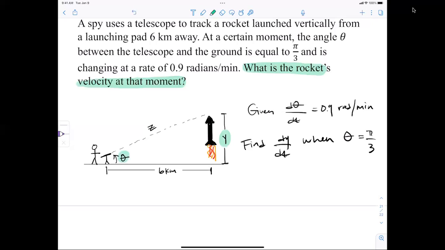And then we're given the distance between the telescope and the launching pad. So this is a right triangle, but an angle is involved. So we're not using the Pythagorean theorem here. We would get stuck if we tried to use the Pythagorean theorem because, like I just said, we know nothing about the rate at which z is changing, and we're given no information about z. So we're going to fall back on good old SOHCAHTOA.